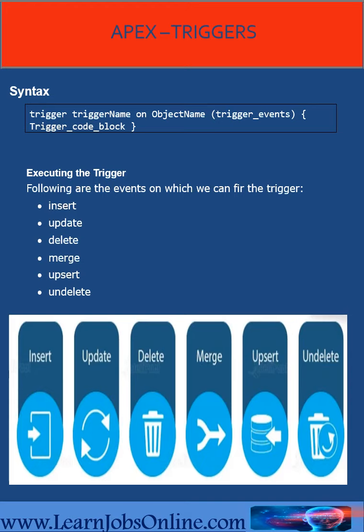Epic's triggers are like stored procedures which execute when a particular event occurs. A trigger executes before and after an event occurs on a record. So the execution of the trigger could happen following any of those events: insert, update, delete, merge, upsert, or undelete, any of those events that happens for a record that we have.